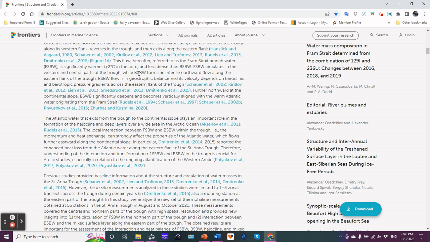The Barents Sea branch water forms north of the trough and flows along the eastern flank. The Barents Sea branch water flow is in geostrophic balance, and its velocity depends on baroclinic and barotropic pressure gradients across the eastern flank of the trough. Okay, we need to sit here and discuss those terms.